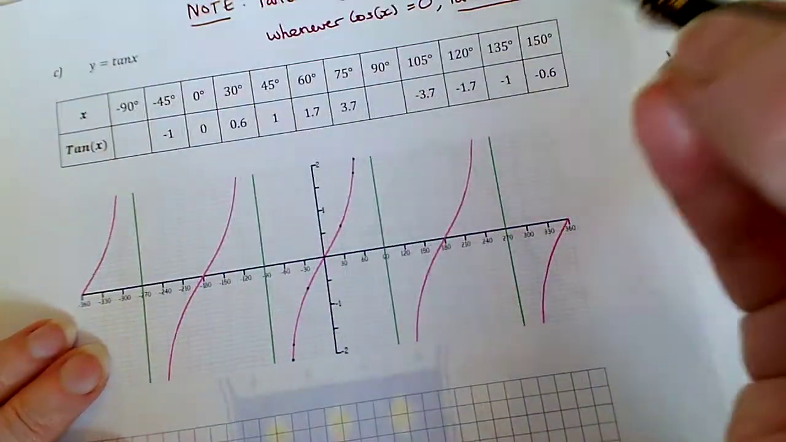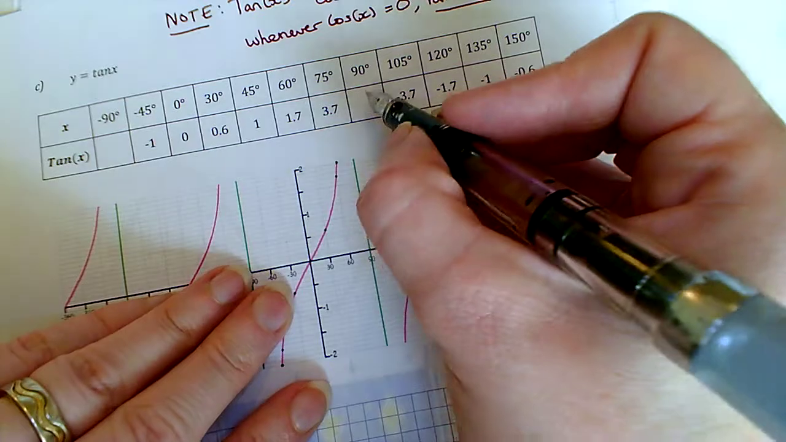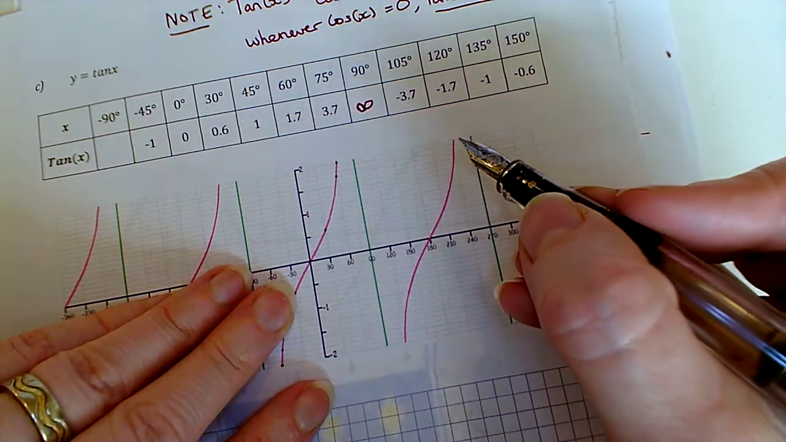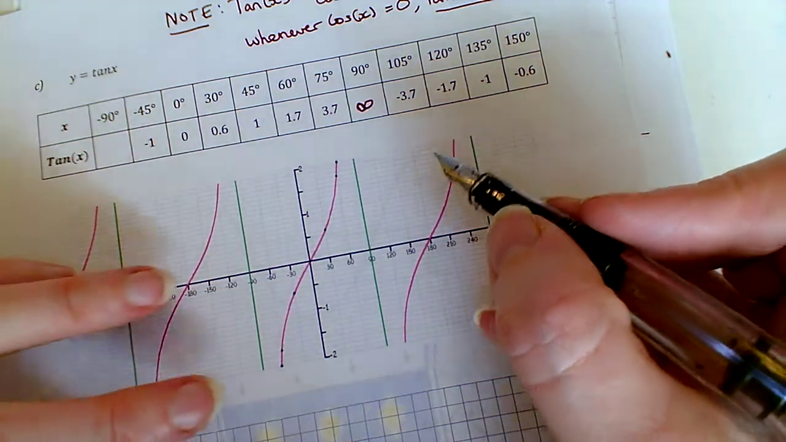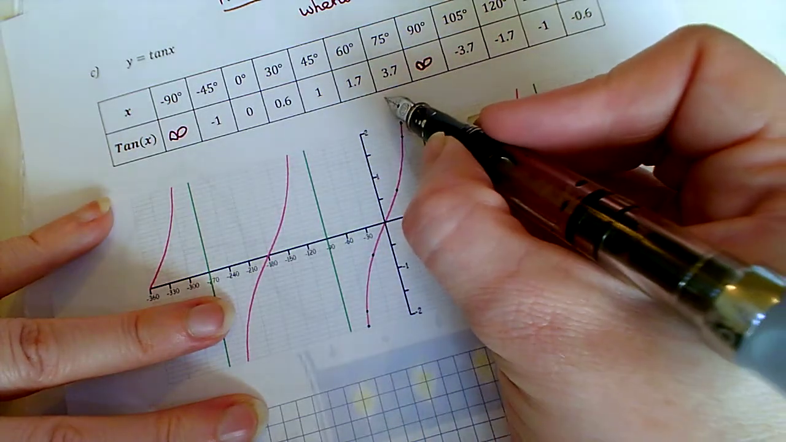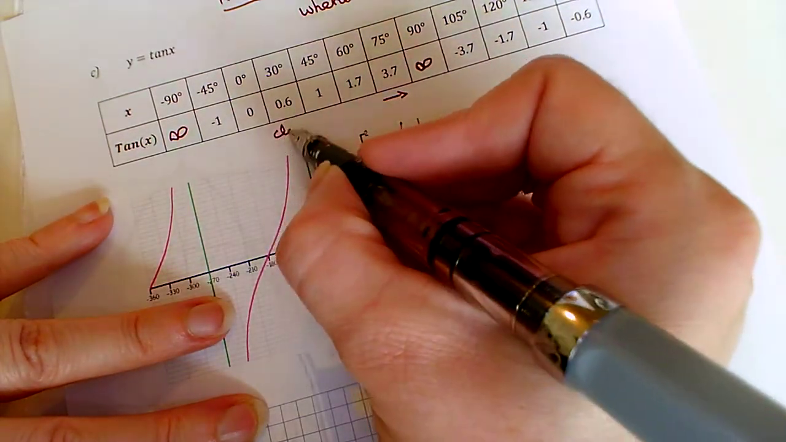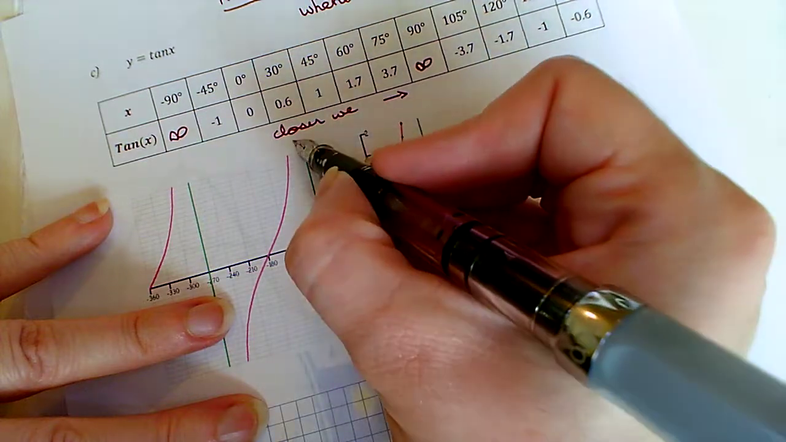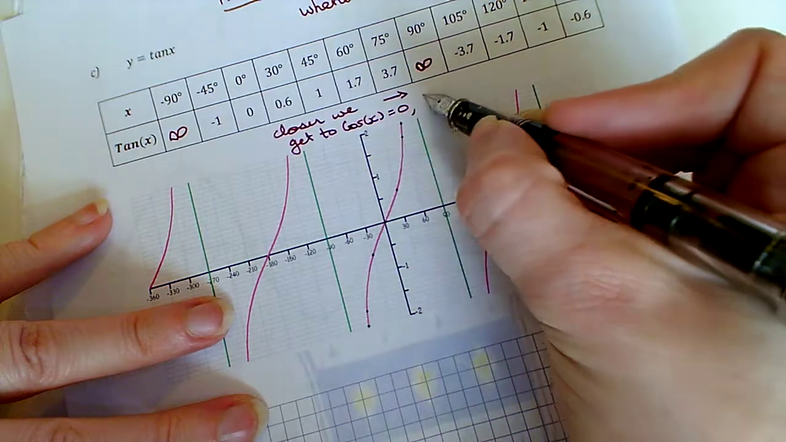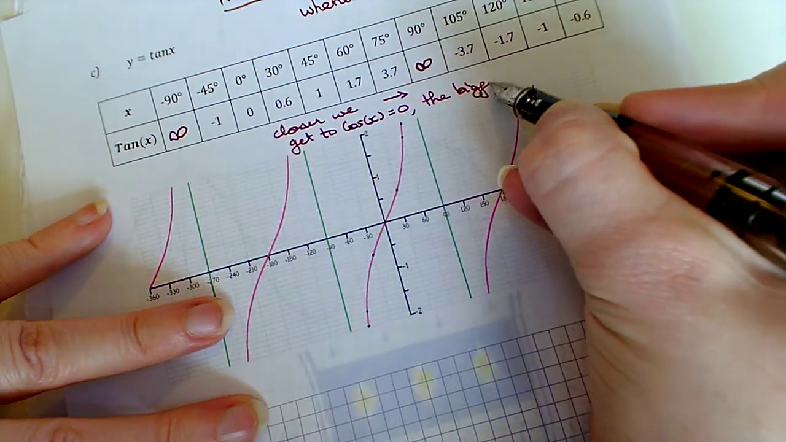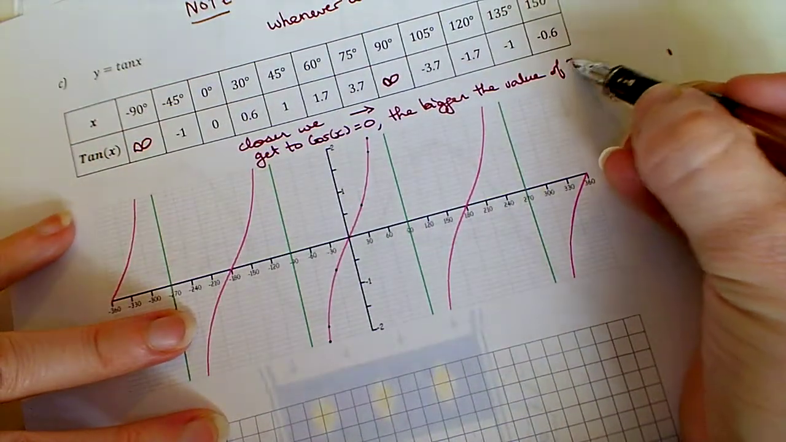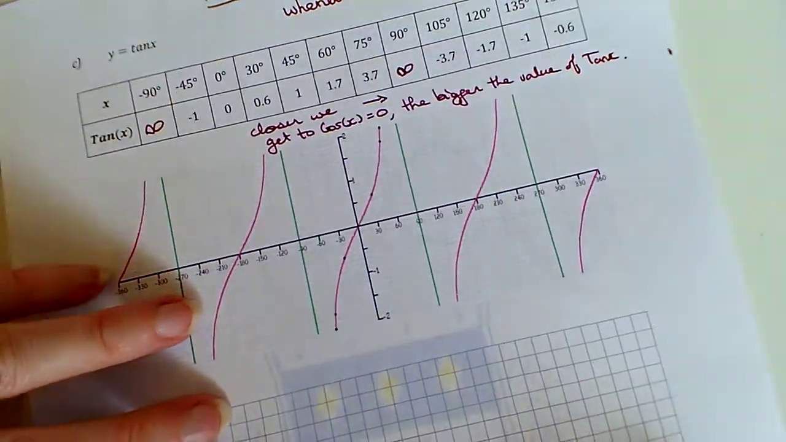So if we look at 90 degrees, and actually fill in infinity. Infinity and undefined mean the same thing. What happens is when you divide by 0, the value shoots off to infinity. And the closer we get to these values, the closer we get to cos of x equal to 0, the bigger the value of tan of x gets.